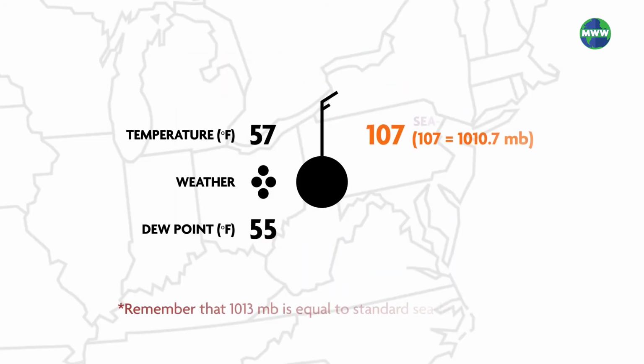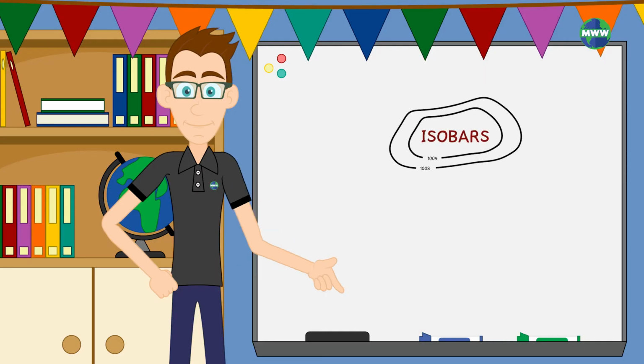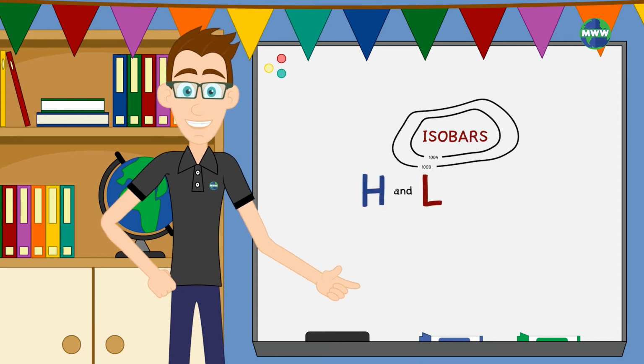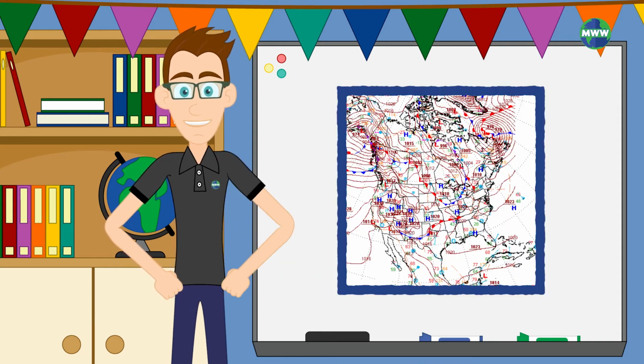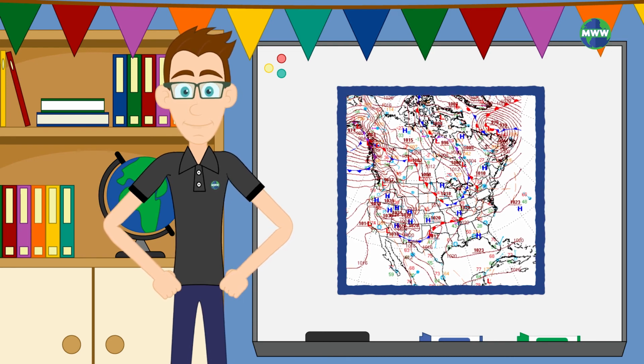Last but not least, air pressure is written in millibars to the top right of the circle. Below that, the pressure trend represents how sea level pressure has changed during the past 3 hours, indicated by a symbol and number in tenths of millibars. Sometimes surface maps may include isobars, highs and lows, and the location of weather fronts. Surface maps are a valuable tool that helps forecasters see and predict weather trends.